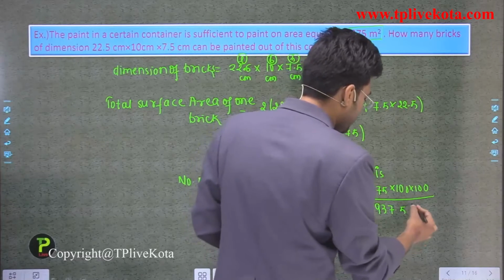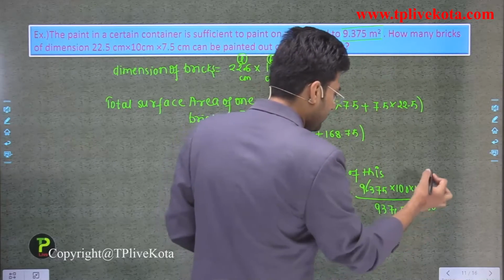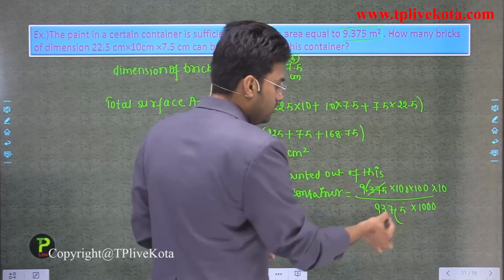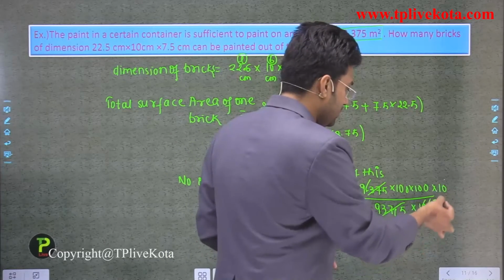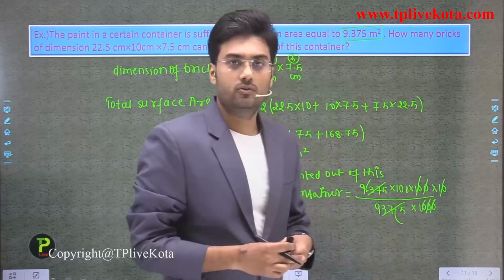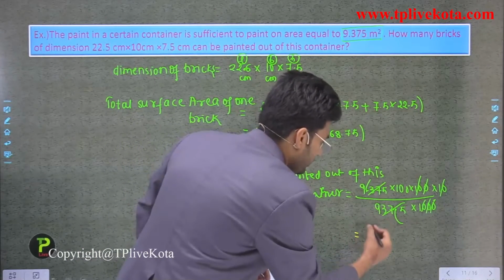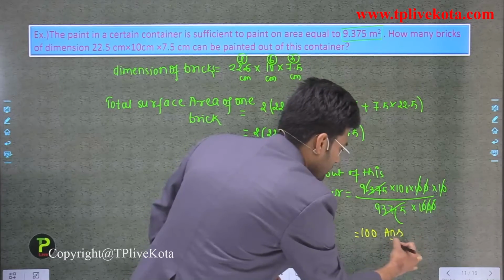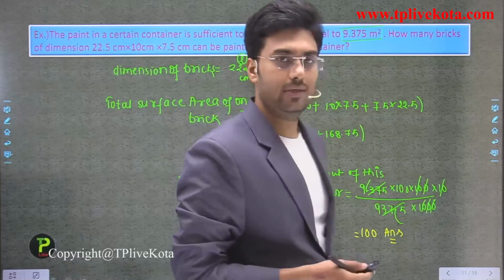So students, when we solve this, what will we get? When we remove this decimal, here we have to write 1000, and when we remove this decimal we have to write 10 here. So these two are cancelled out, and the number of bricks is equal to 100. So this is our final answer. Clear? So students, I hope you understand this question.